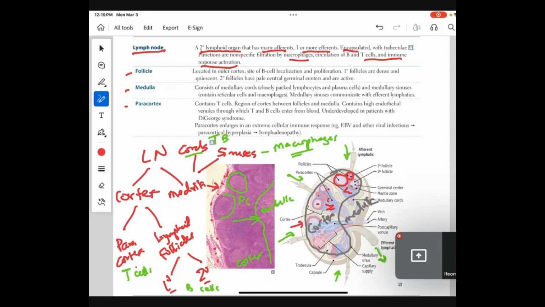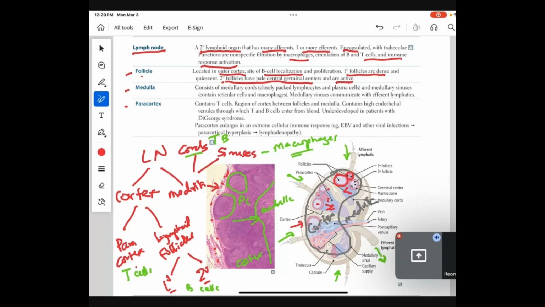Okay. So the follicle, like I said, it's in the outer cortex, right? In the outer cortex, and it's the site of B cell localization and proliferation. So the primary follicles are dense. Secondary follicles have a pale germinal center and are active.